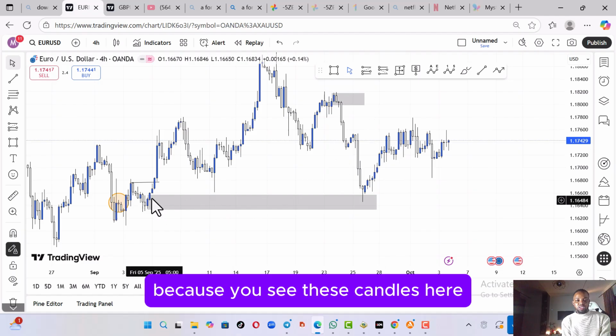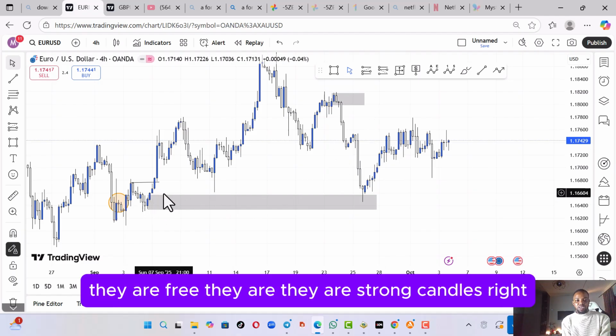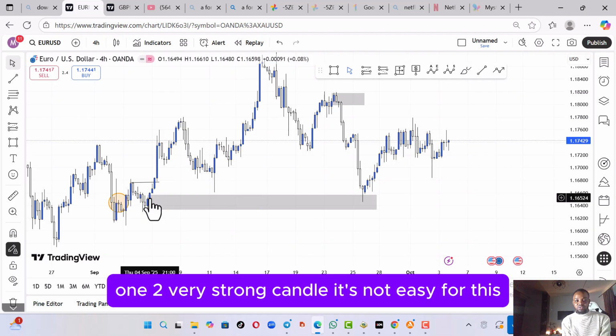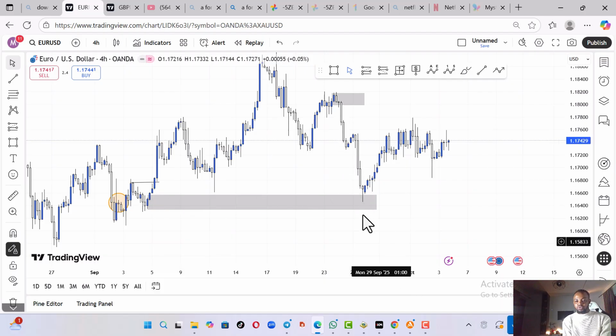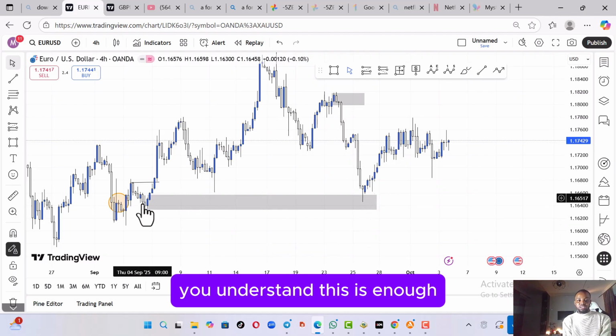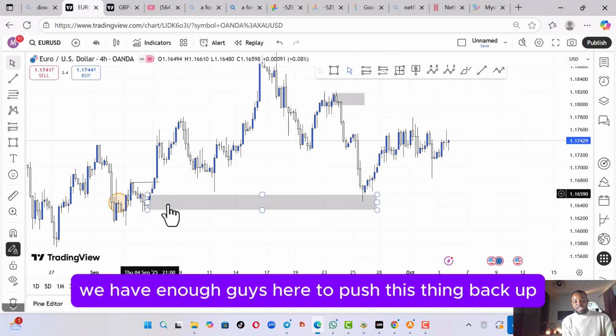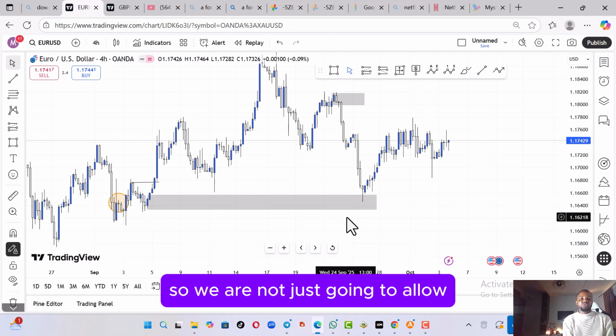So now, when we saw the market here, I feel like okay, it's going to come back, because you see these candles here, they are strong candles, right? One, two, very strong candles. It's not easy for this trade to just come down and break through. You understand? This is enough. We have enough buyers here to push this back up. So we are not just going to allow it.